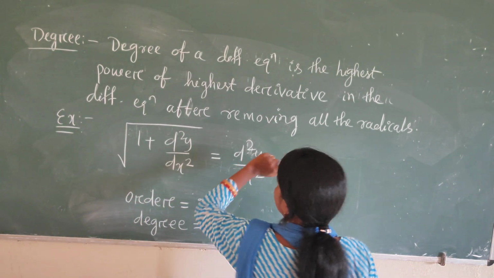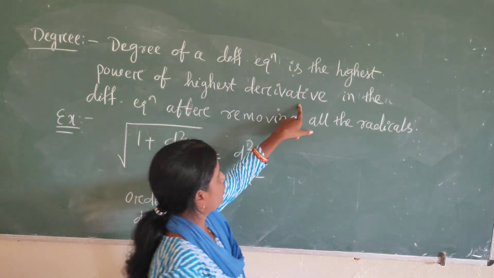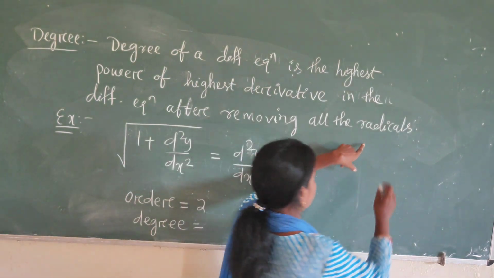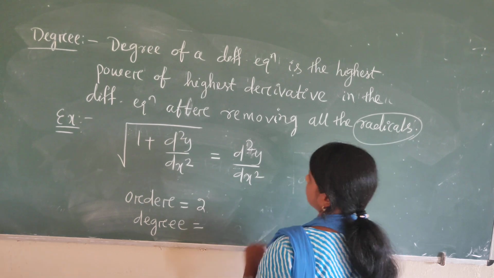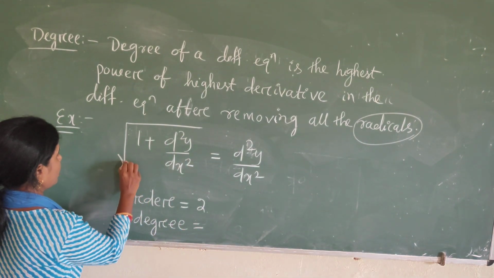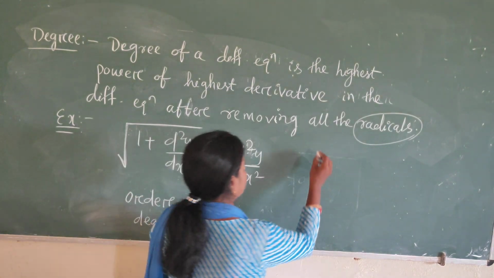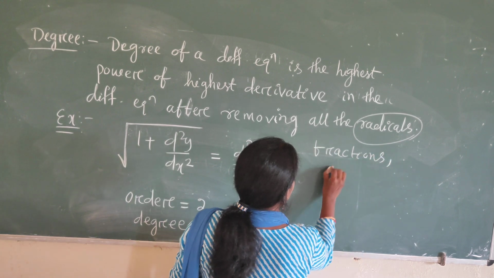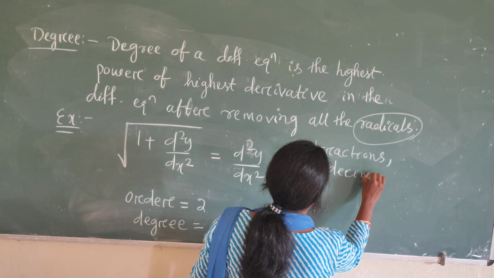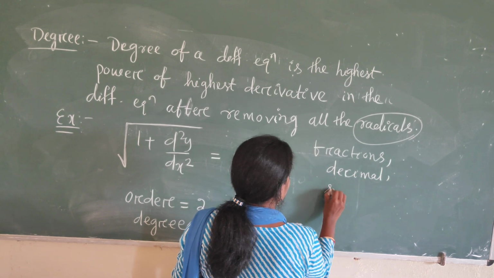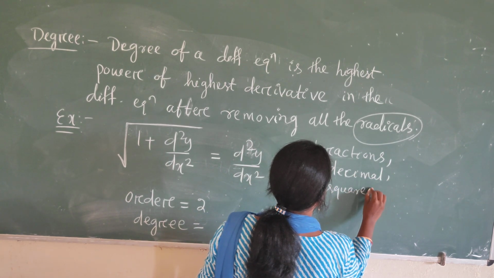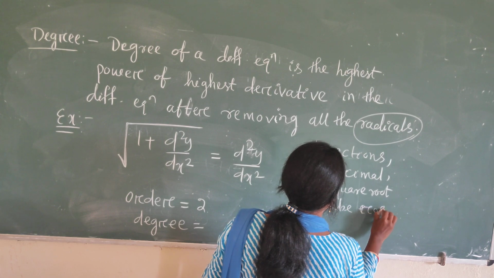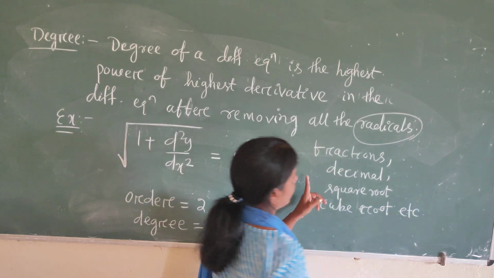And what is degree? Highest derivative of highest power after removing all the radicals. Radicals means here is square root. Radicals means power such as fractions, decimals, or square root or cube root, etc. This is known as radicals.